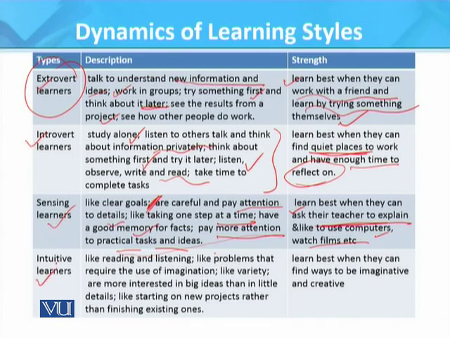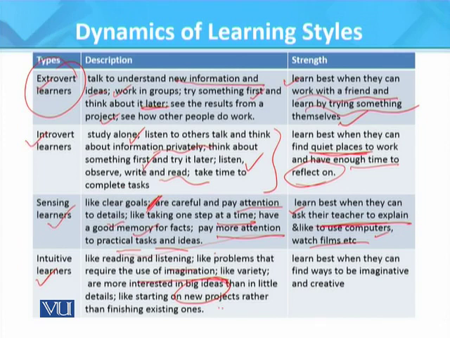Now we have intuitive learners. They like reading and listening, like problems that require the use of imagination, like variety, and are more interested in big ideas. So basically, the small ideas or small tasks do not attract them. They would like to have the variety of ideas and the complex and bigger tasks for any learning purposes.